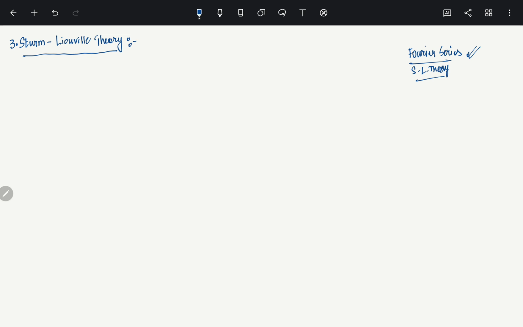And then in the later part of the course, we are going to show you where exactly we are using the Fourier series and the Sturm-Liouville theory. These two are very important topics basically to study PDE. So first of all, let's start with our problem. The problem which we are interested in today is this.